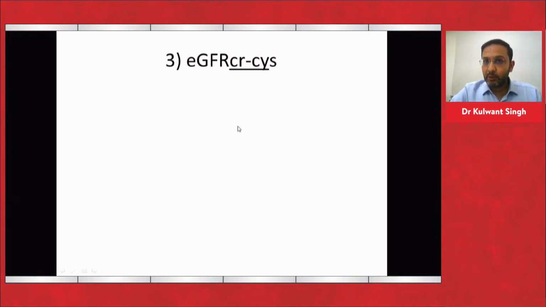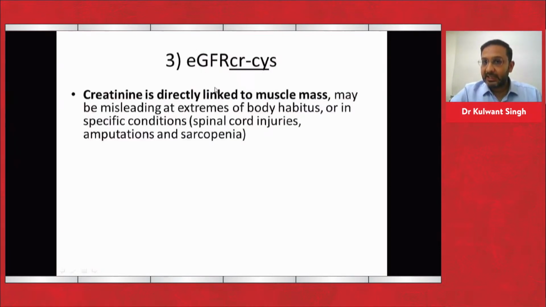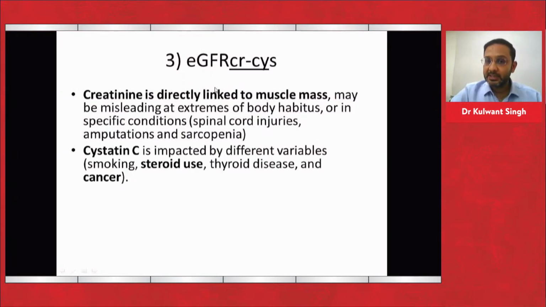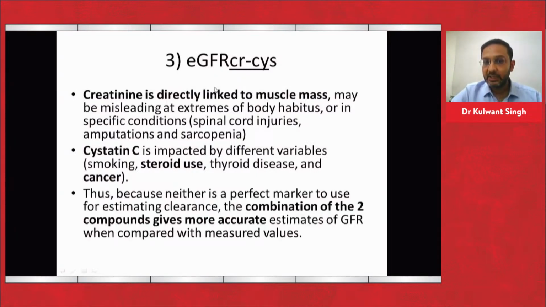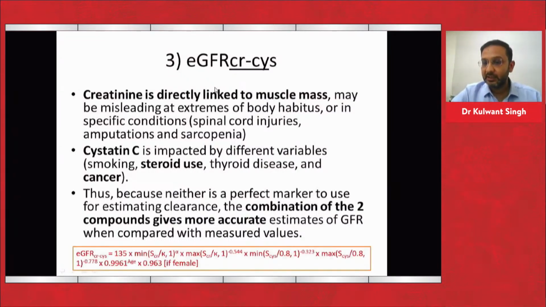But in these guidelines, KDIGO recommends that we better use a combination of creatinine and cystatin formulas for eGFR, because creatinine is directly linked to muscle mass and has various issues in patients with sarcopenia, amputation, and spinal cord injuries. Similarly, cystatin C is also impacted by different variables. In patients on steroids, the generation of cystatin C will be low, whereas in cancer patients, where disease turnover is high, the value of cystatin C will be falsely high. So in such patients, we cannot depend on either creatinine or cystatin alone because they are not reliable. We should better use a combination of creatinine and cystatin. The formulas are really complex, so it's better to use calculators that are readily available on the internet and other portals.